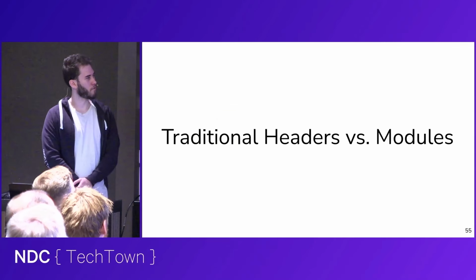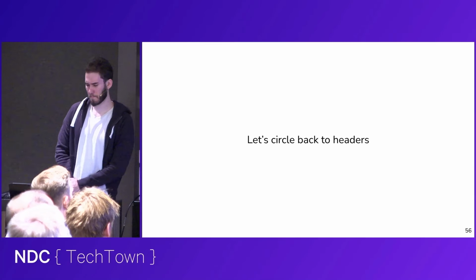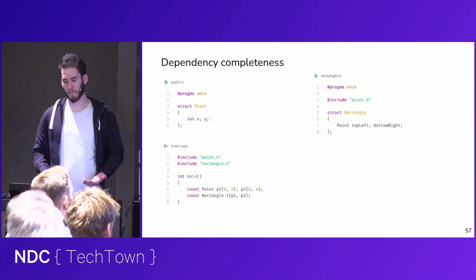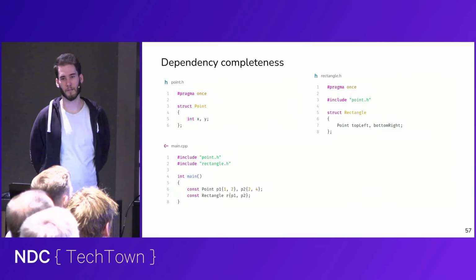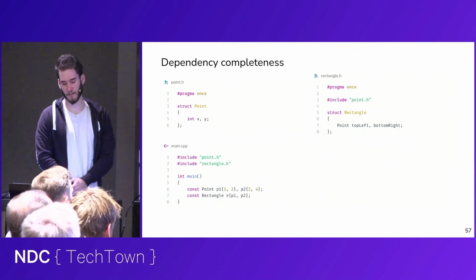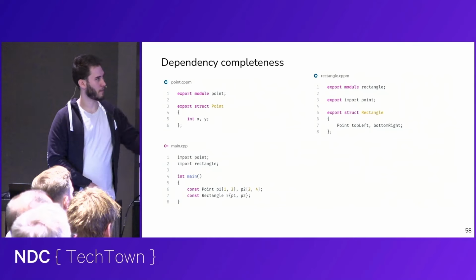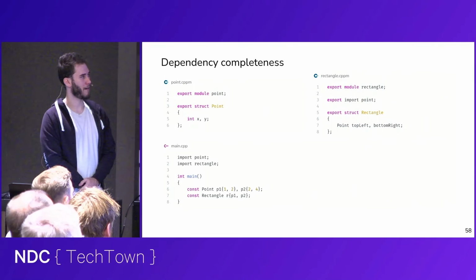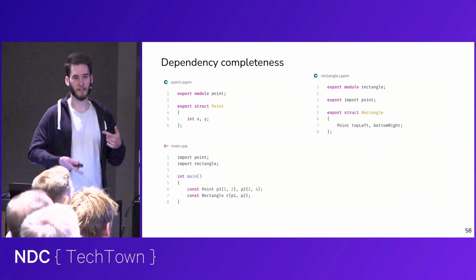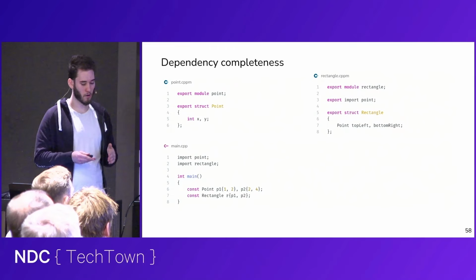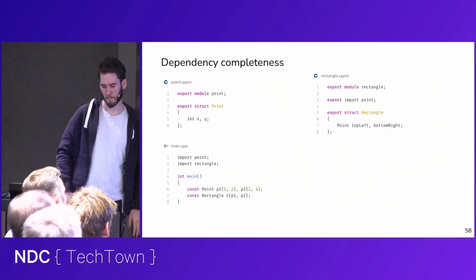So now we have this powerful tool, but how does it compare to headers? So to look at that, let's circle back to the problems with headers. From a point of dependency completeness, when we had this example before, where we were looking at how it compiles or not, even though it's missing an import there, if we move that to a module, then it's suddenly complete. Your rectangle will be compiled independently whenever point is compiled, and if it doesn't provide any reference to point, it will not be able to compile. In our main.cpp, you can import any of them in any order because you already know that they are logically complete translation units, so they know about everything that they are referencing.